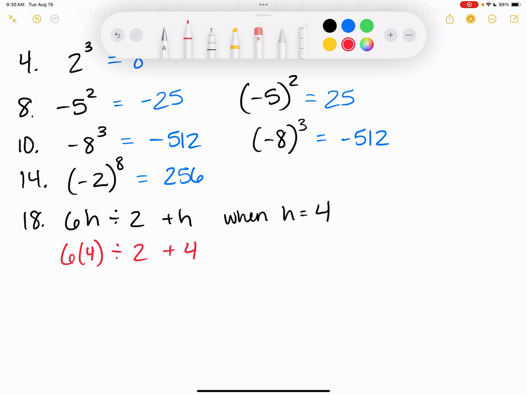So order of operations tells me I have to do what first? 6 times 4. Multiply. Yep, multiply. So that would be 24, then divided by 2 plus 4. And you don't have to take this many steps to do this, just FYI. Yep, so then 12 plus 4, which is 16.